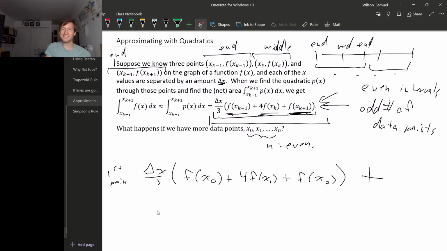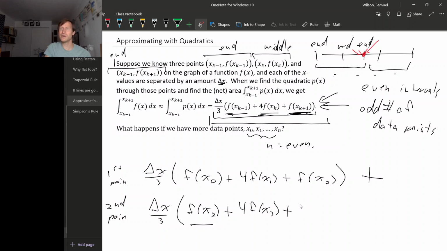Now we can add to that the second pair of subintervals. So again, that's delta x over 3 times. If you look at our diagram here, the second pair of subintervals starts where the previous pair ended. So our first term here is 1 times f of x sub 2. And then the middle one gets a 4, so 4 times f of x sub 3. And then the end point gets a 1, so f of x sub 4. Okay, that's the second pair of subintervals.